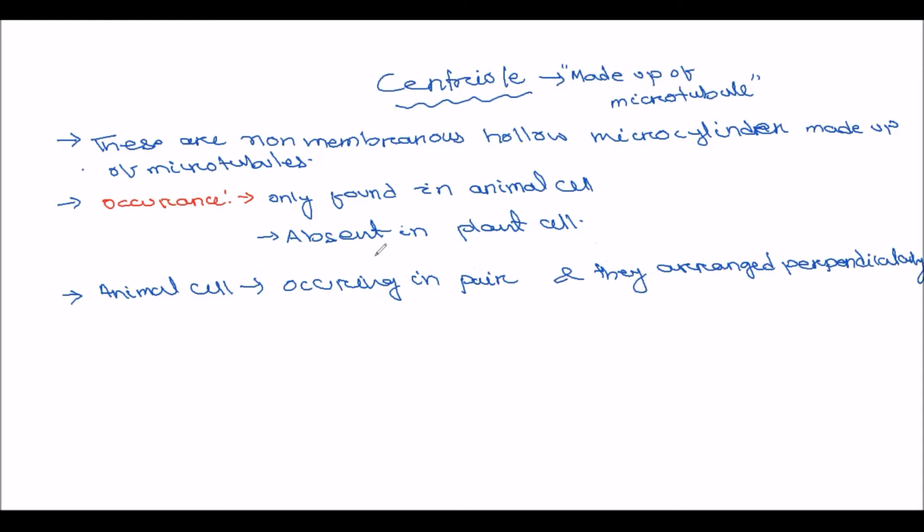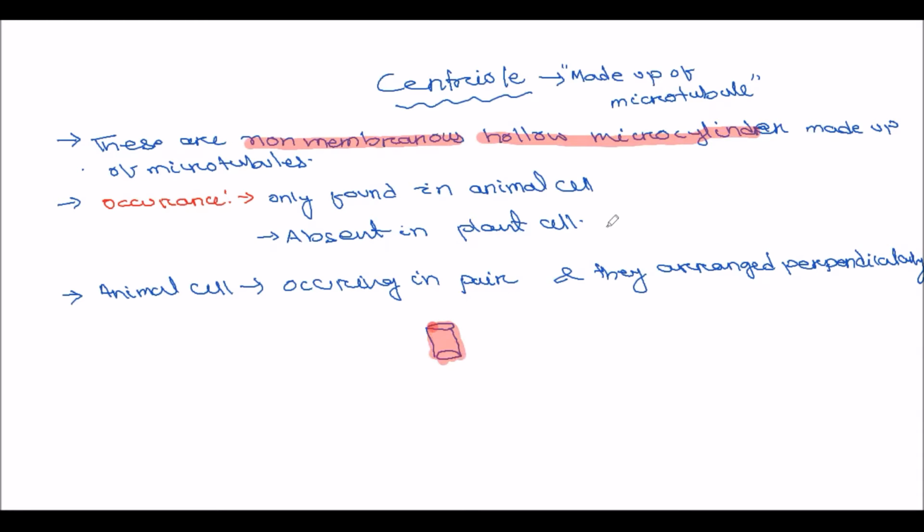Okay, when we see the centriole, there are two centrioles. This is one centriole. Suppose these are microcylinders, just cylinder-like. These are non-membranous structures. There is absence of any membrane, so this is a non-membranous hollow microcylinder. As they are very small cylinders, that's why it is a microcylinder, a hollow microcylinder.